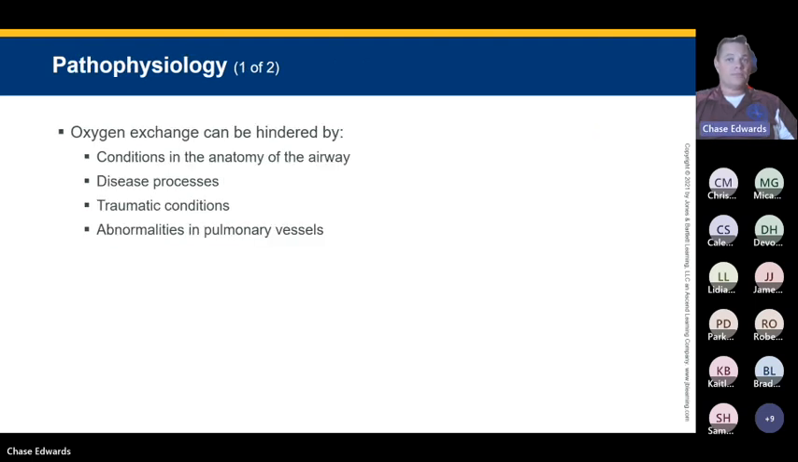All right, pathophys. All right, so pathophysiology: the proper exchange of oxygen and carbon dioxide can be hindered by an abnormal or pathologic condition in the anatomy of the airway. Also, disease processes, just like we were talking about, right? As well as traumatic conditions that can happen, and abnormalities in the pulmonary vessels can hinder the proper exchange.